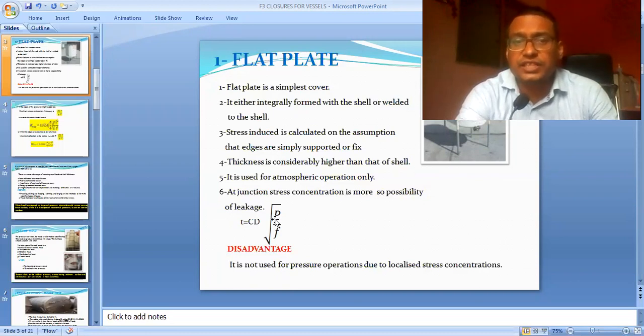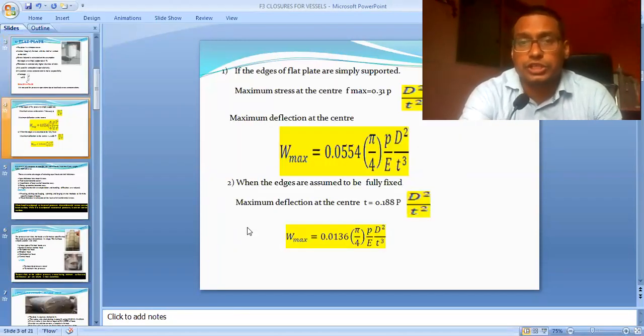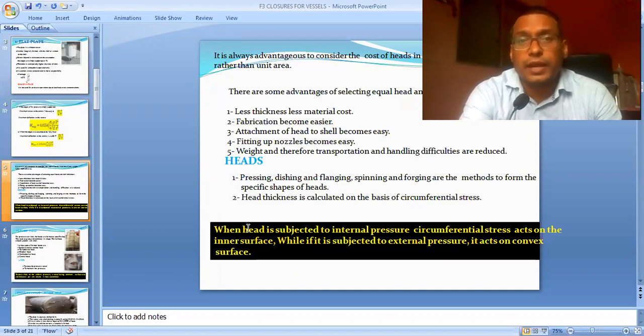And the thickness, when you calculate using this formula, is generally higher. And as the thickness is more, the material cost will also be more. The weight of the vessel will also be more. So to uniformly distribute the stress concentrations, different types of formed heads are used.